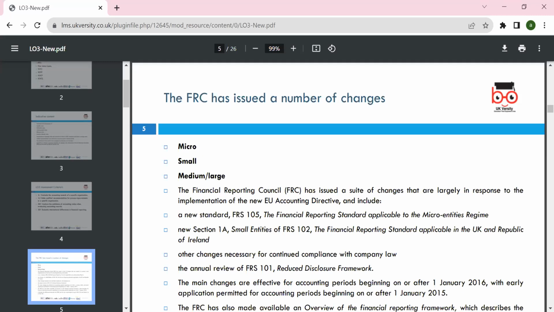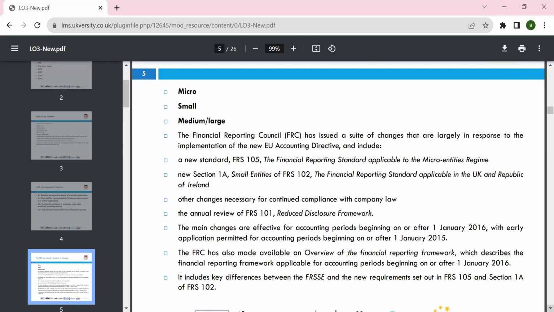FRS 102. This is really all about the law; we need to look at whether a company falls within it when we do an audit or prepare accounts. The changes are necessary to continue to comply with company law, so that is crucial to look at. The annual review of FRS is a reduced disclosure framework; you put it under the notes and key notes. The main change is effective for accounting periods beginning from 1st January 2016. Early application is permitted for accounting periods beginning on or after that date. So the dates are really key.